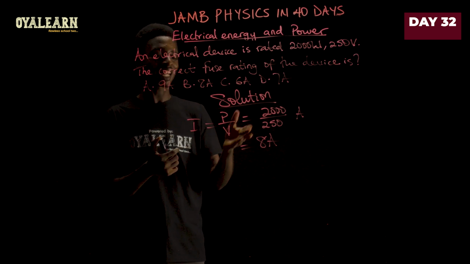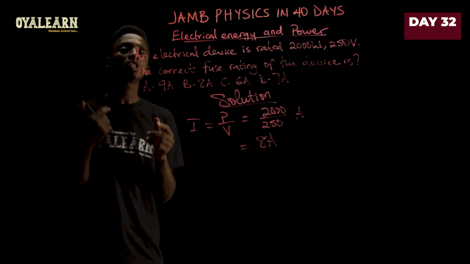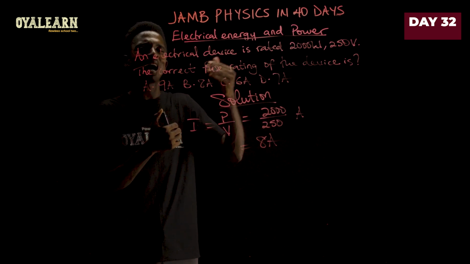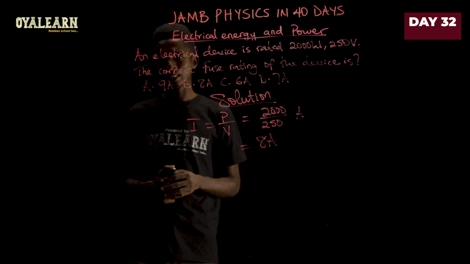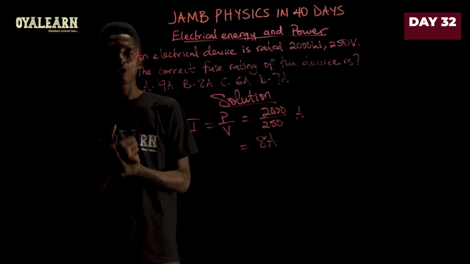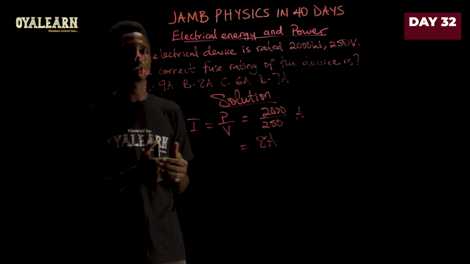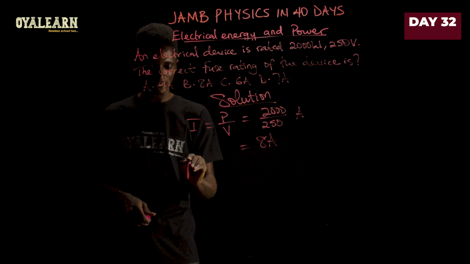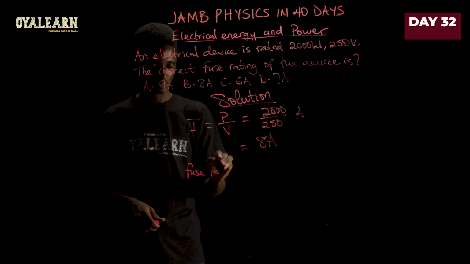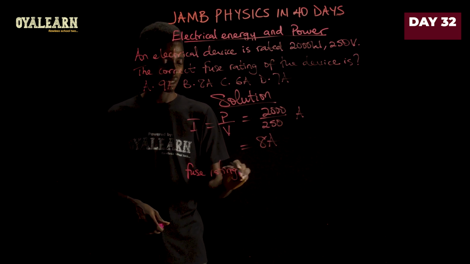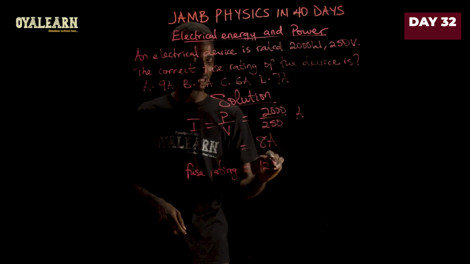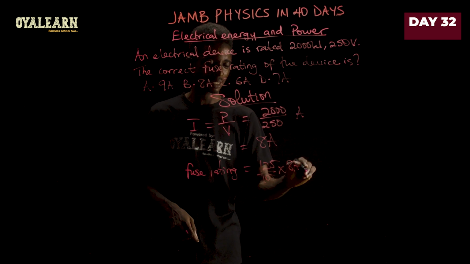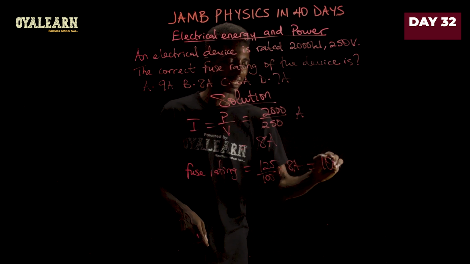at any current that is slightly above 8 amps, which is why the correct fuse rating usually gives allowance of a little bit above the maximum current. So to choose your fuse rating, we usually apply 125% of the maximum current. So fuse rating is supposed to be 125 over 100 times 8 amps, and that will give us 10 amps.